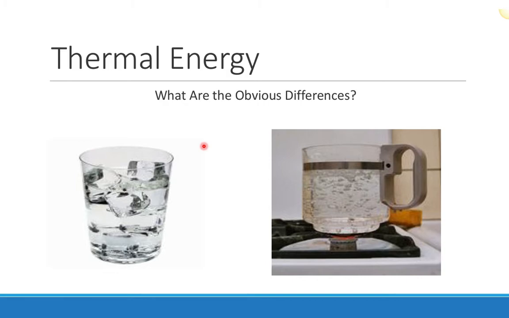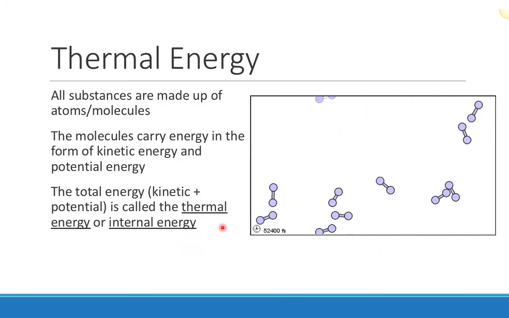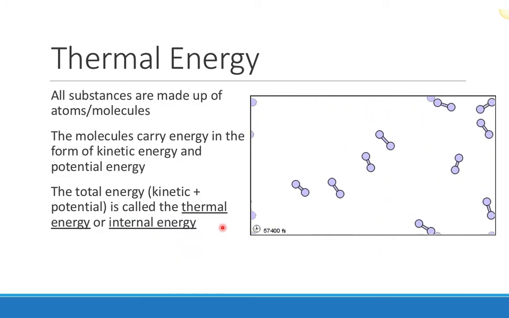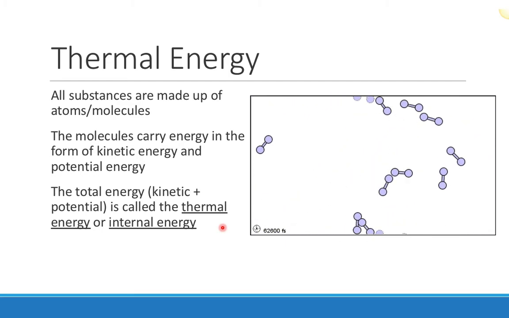The first topic that we're going to focus on is something called thermal energy, which is often also called internal energy. We have a picture here, and we could ask the question, what are the obvious differences between these two pictures? The picture on the left is just a glass of ice water, and the picture on the right is supposed to be water on a stove, which is boiling. What are the obvious differences between these? Well, I think the first thing that comes to mind would be temperature, right? They obviously are at different temperatures. One water is boiling, one is ice water.